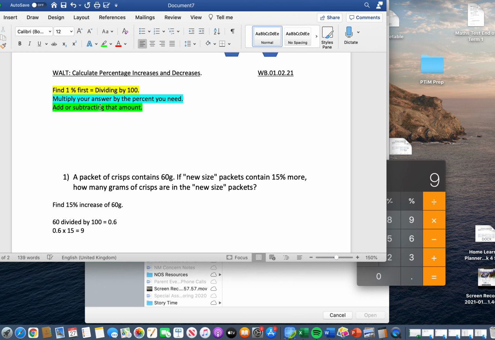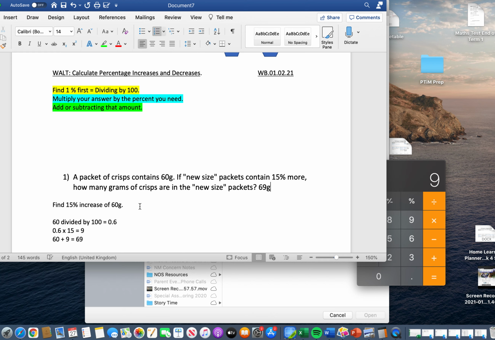And then it says add or subtract that amount. Now because the crisps are getting bigger, because it contains 50% more, you're adding that 9 grams to the original 60 grams. So 60 plus 9 equals, of course, 69 grams. Okay, so your answer here would be 69 grams.